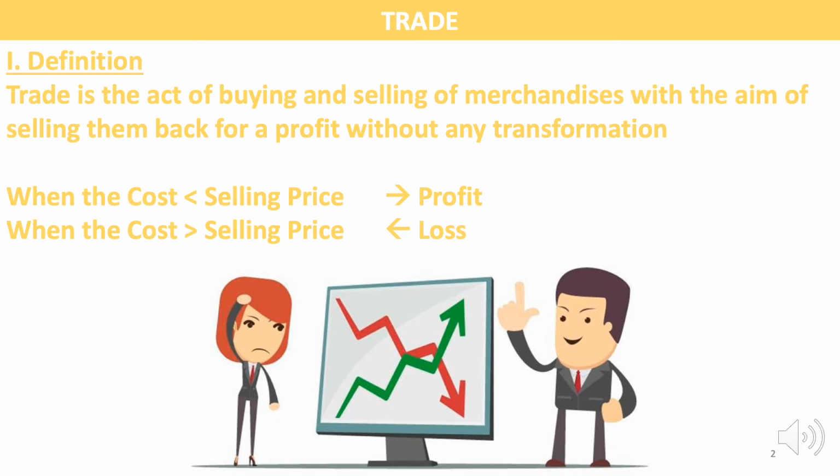And the third very important point is that we need to do it without any transformation. If you get to buy something and then transform it to another thing, it no longer becomes trade. It becomes production. Now, when the cost of producing something is less than selling price, this means we are making a profit. When the cost is higher than the selling price, this means we are going to make a loss. Loss can also be said to be a negative profit, but for simplicity reasons, we usually tend to say it's a loss.